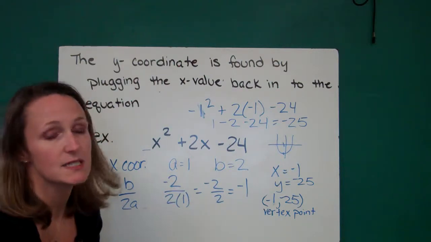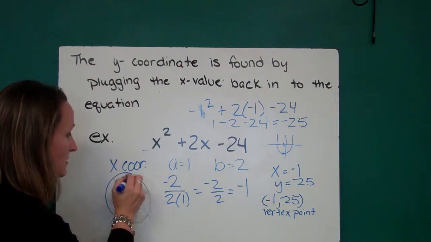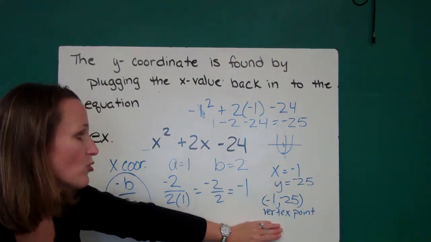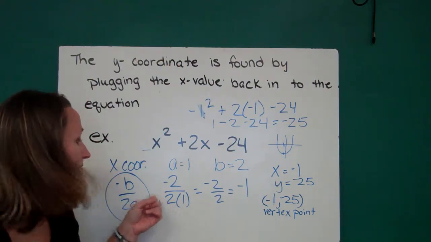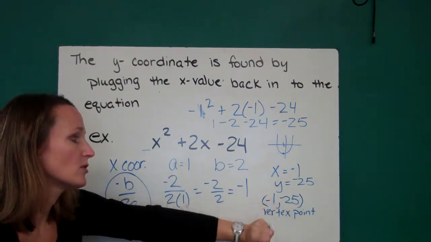So again, the axis of symmetry is found by using negative b over 2a, and to get the actual vertex point, you take the x-coordinate that you find using negative b over 2a and plug it back in to get your y-coordinate.